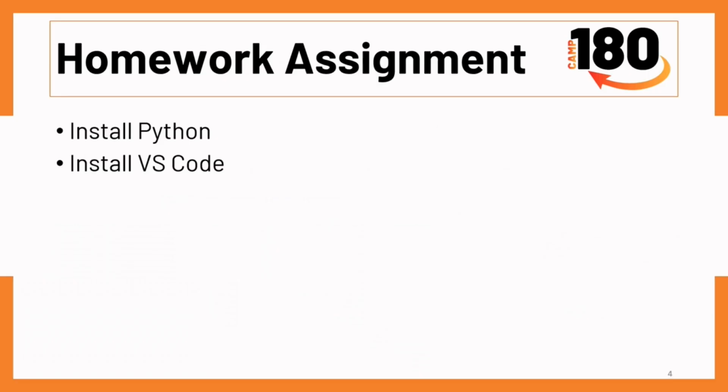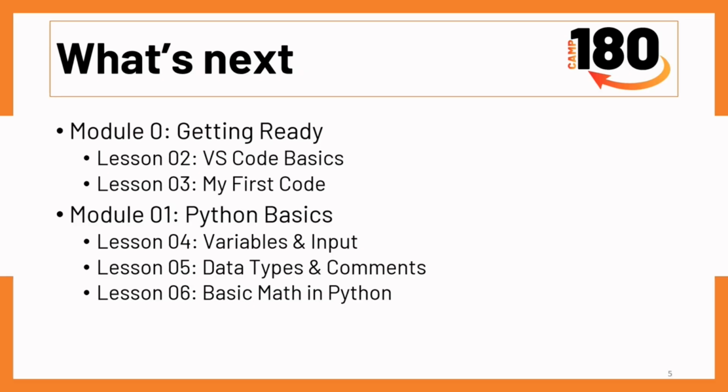Before the next lesson, I'd like you to make sure that both Python and Visual Studio Code are installed on your computer. If you ran into any issues, I've put together a free downloadable guide with step-by-step installation instructions for all 3 operating systems. You can find it on our Gumroad page. In the next lesson, we'll explore how to use VS Code, which will be your main workspace throughout the course.